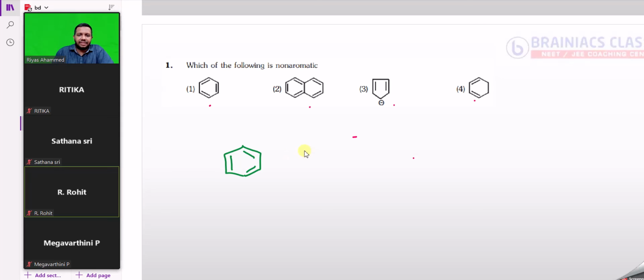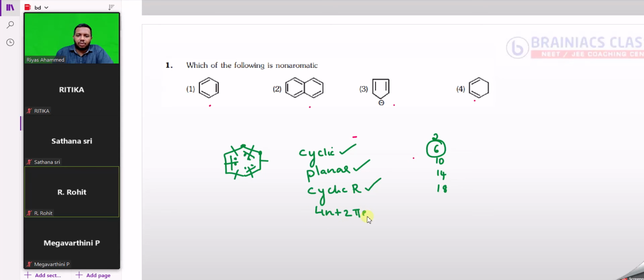You can see it is cyclic. Now if you see the hybridization of this carbon, it is sp2 everywhere, so I can say it is planar. That is also correct. Then we can see resonance: double bond, single bond, double bond, single bond, double bond, single bond. It's alternating, so we can say cyclic resonance is present. Then the next one, the 4n plus 2 pi electron rule. If you count the number of pi electrons, 2, then 4, then 6. We know that 2, 6, 10, 14, 18, it goes like that. Here we have 6, so I can say it is following the 4n plus 2 pi electron rule. All these conditions are satisfied, so this compound is aromatic.